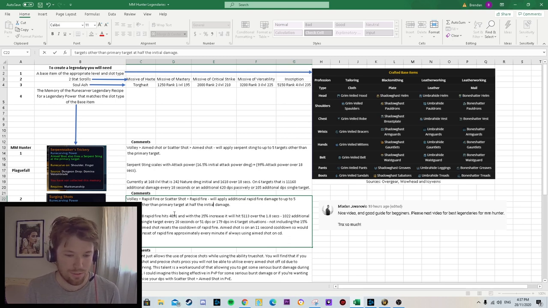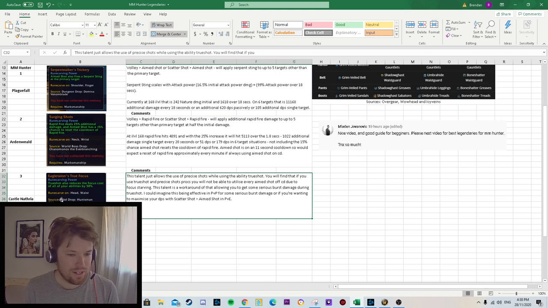And so at item level 168, my rapid fire hits 4,091, and with a 25% increase, it will hit 5,113 over the 1.8 seconds, which is 1,022 additional damage single target every 20 seconds, or 51 DPS, or 179 DPS in a six target situation. So this isn't including the 15% chance that the aim shot resets the cooldown of rapid fire, and you could expect that aim shot, because it's on an 11 second cooldown, it should reset it approximately every minute, depending on your RNG, of course.